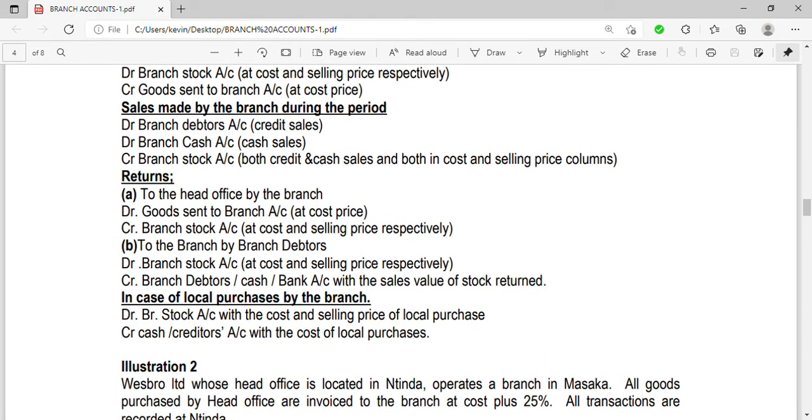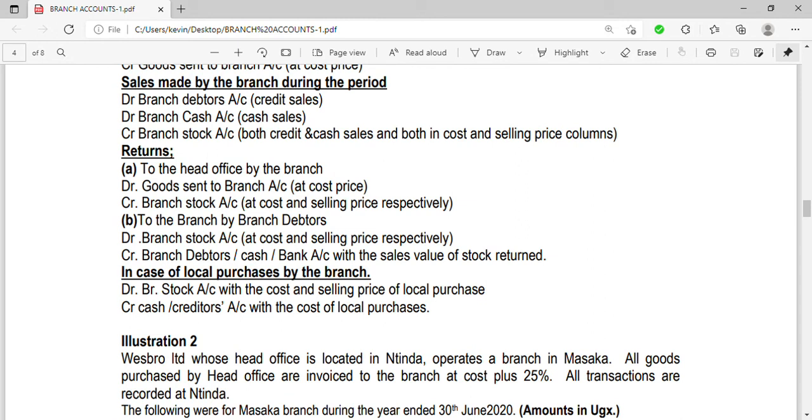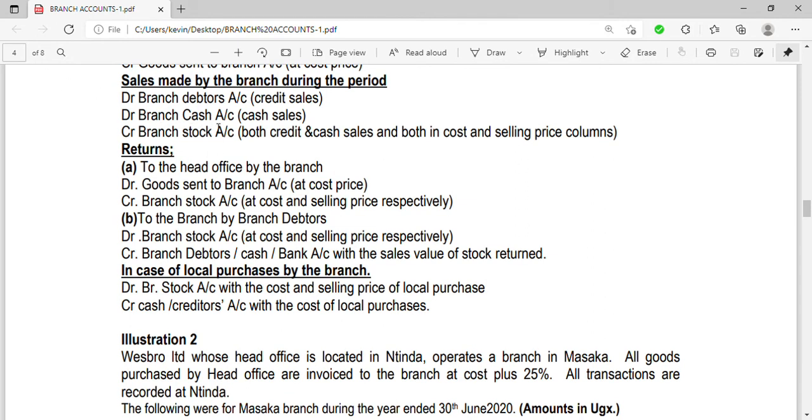Then when sales are made by the branch during that period, in case of credit sales, we debit the branch debtors account because it increases by debiting. Then in case of cash sales, we debit the branch cash account because it also increases by debiting. Then we credit the branch stock account with both credit and cash sales, because when we sell goods either on cash or on credit, the stock at the branch is reducing.